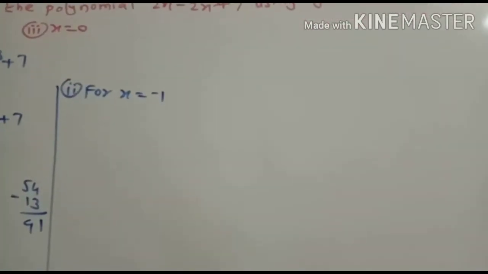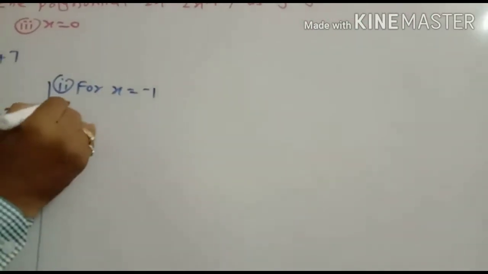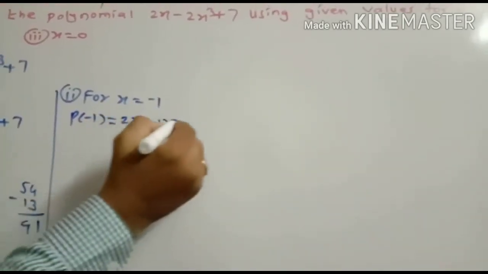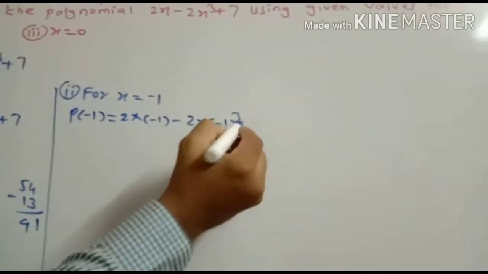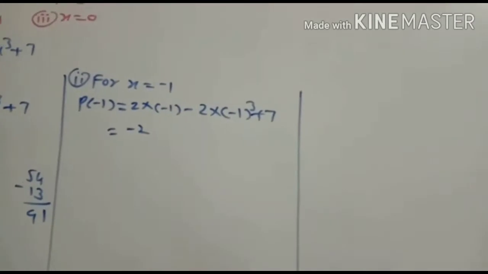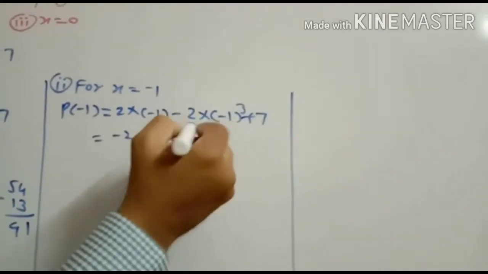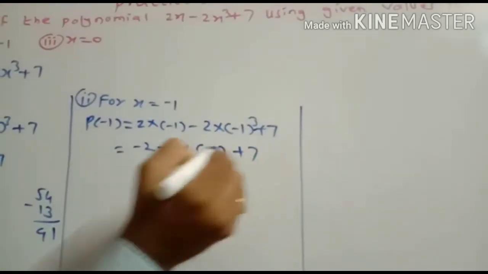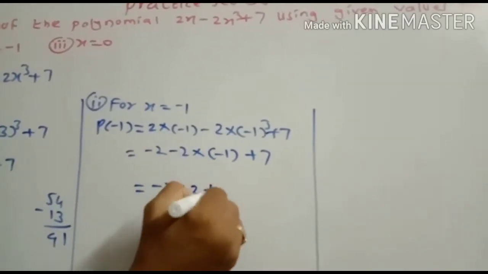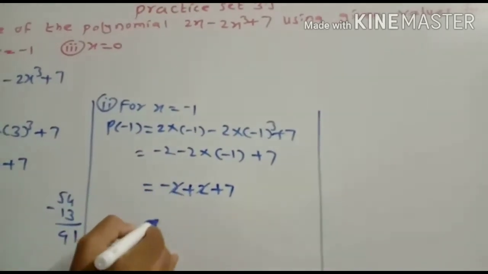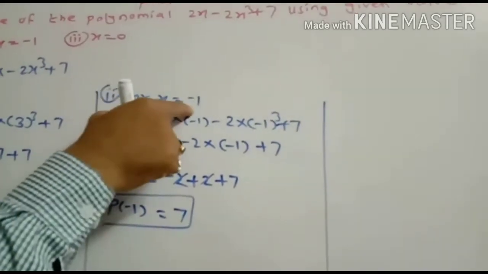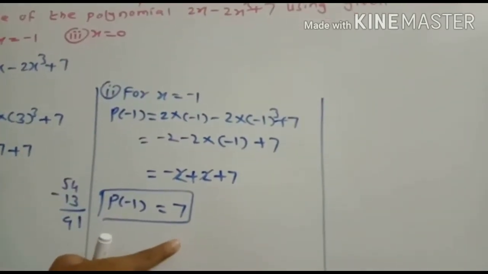Now second, for x is equal to minus 1. Instead of x we put minus 1 in the given polynomial, that is p of minus 1 is equal to 2 into minus 1 minus 2x cube, means minus 2 into cube of minus 1, plus 7. Now 2 into minus 1 is minus 2, minus 2 into cube of minus 1, that is minus 1, plus 7. This minus minus gets plus, and 2 ones are 2, plus 7. Minus 2 plus 2 gets cancelled, and the value of the given polynomial for x is equal to minus 1 is 7.